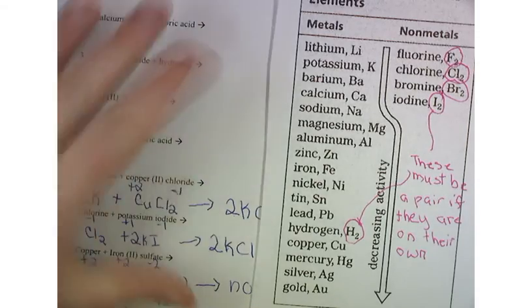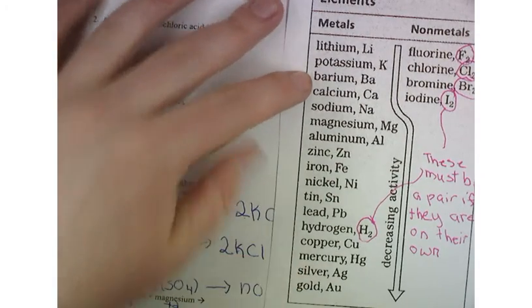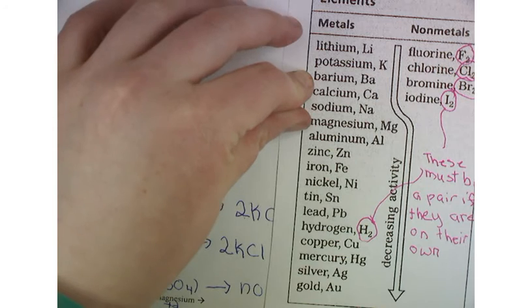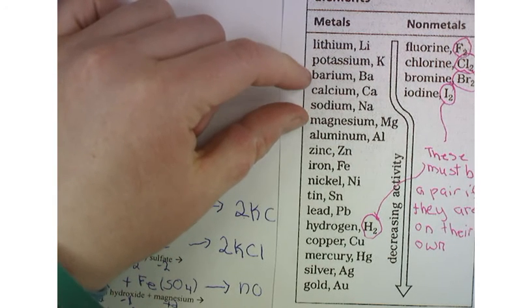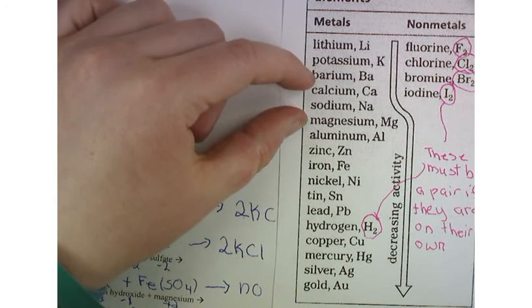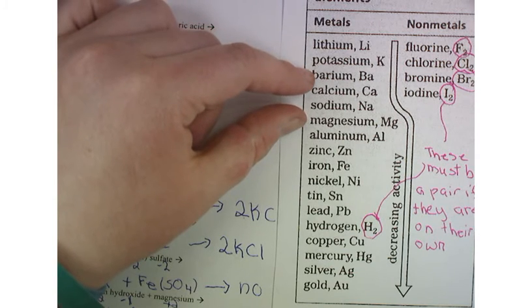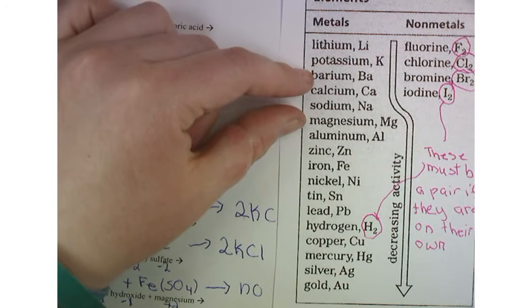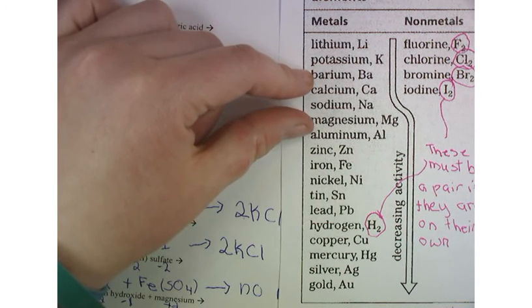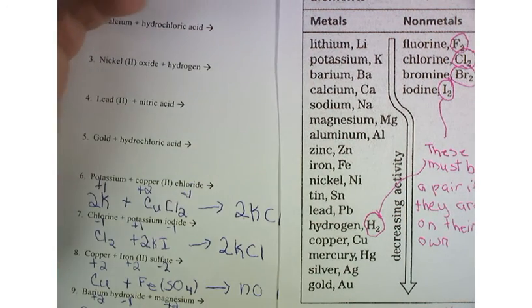So magnesium and barium are what we're looking for. Here's barium up here. Magnesium is down here. So barium is higher on the activity series, so it's more reactive. And because of that, since magnesium is lower, we're actually going to get no reaction.